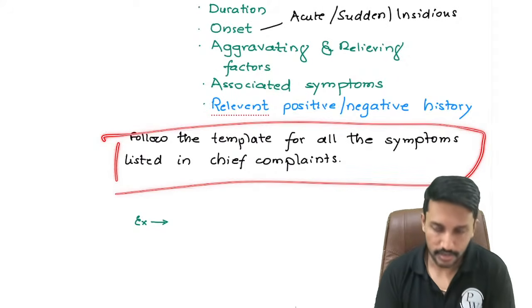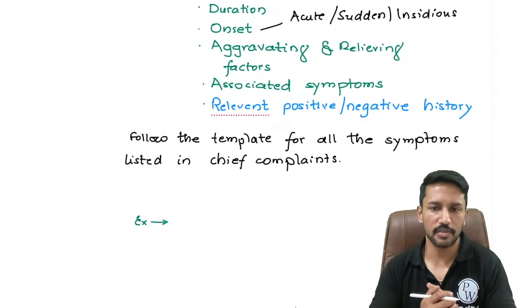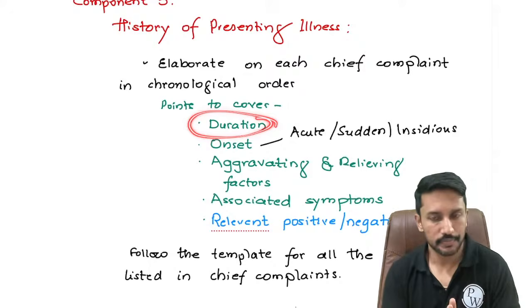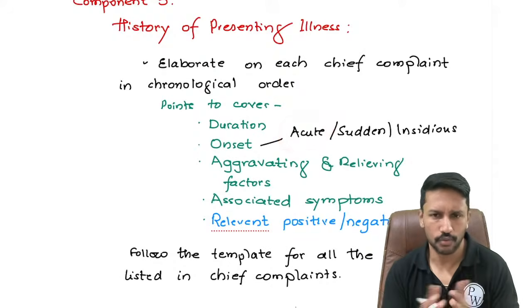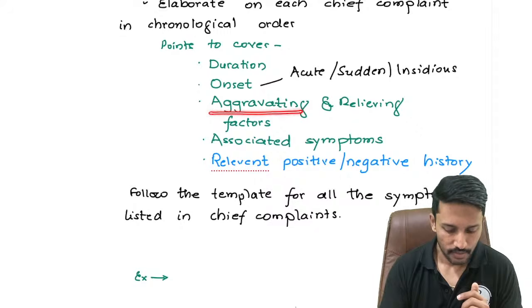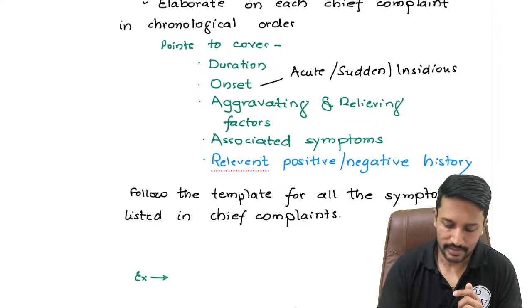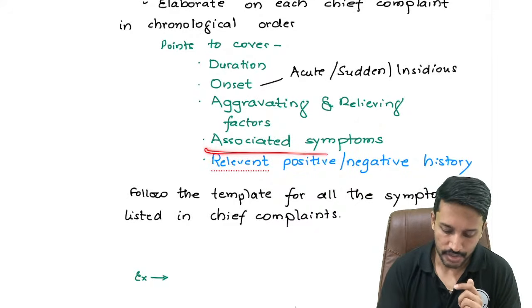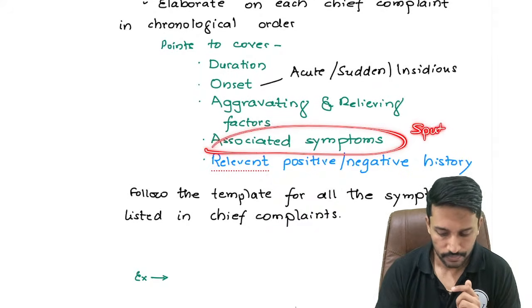So history of presenting illness should look like this: the patient presents with cough since 3 months. The onset was acute or insidious, whatever it was, and it gets aggravated on exposure to dust. It gets relieved on rest or medications. It is associated with sputum.